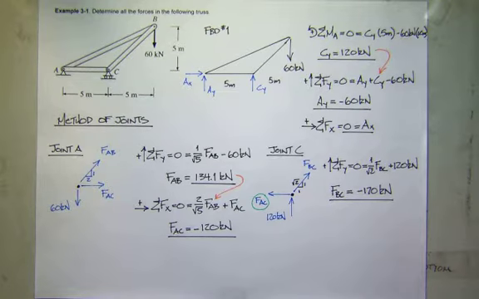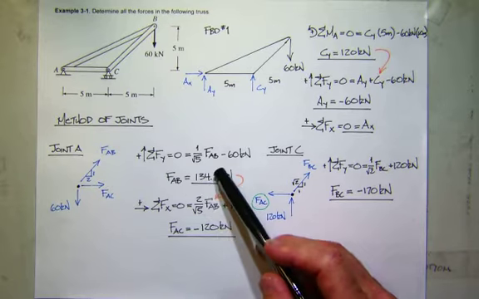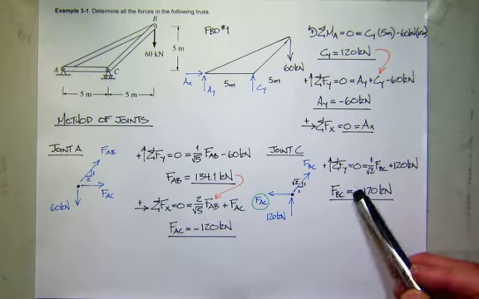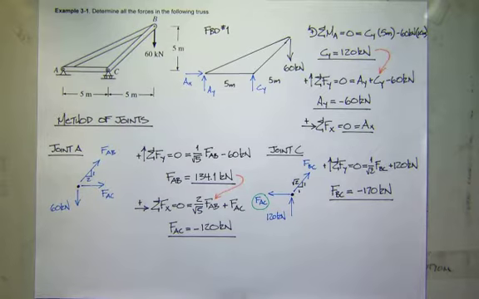So because I always assume tension, I can look at my answers and know that AB is tension, AC is compression, BC is compression. And we're going to try to keep that convention throughout the course, especially when we start doing our computer modeling.